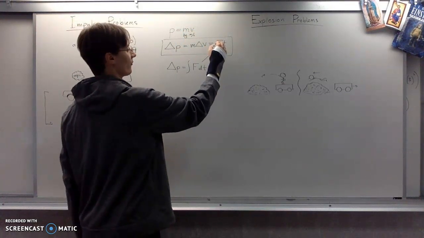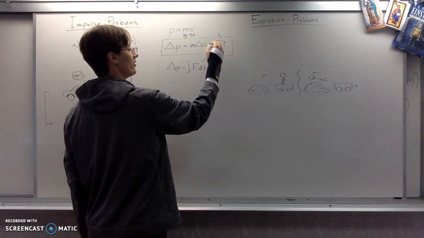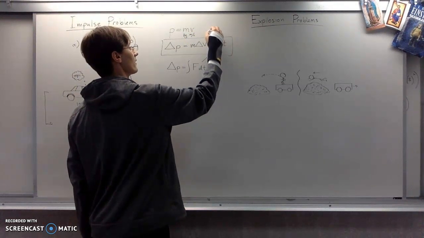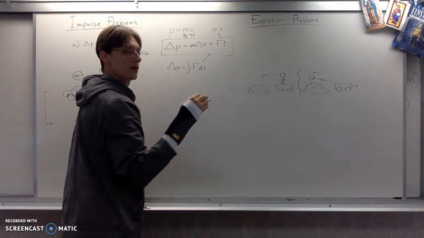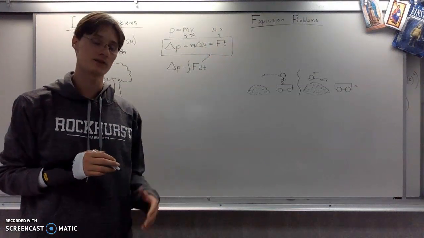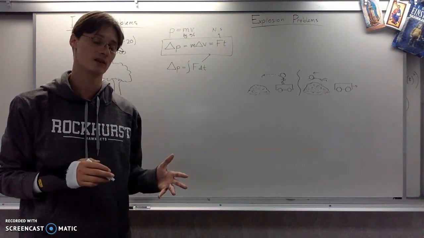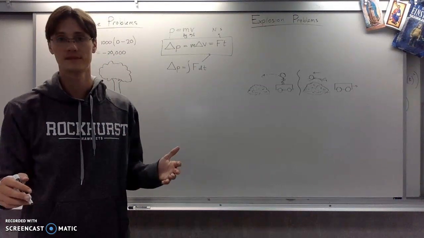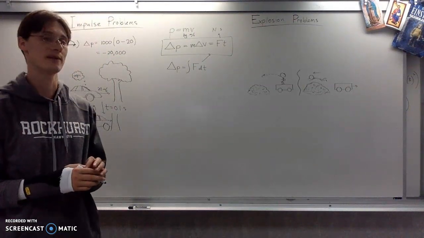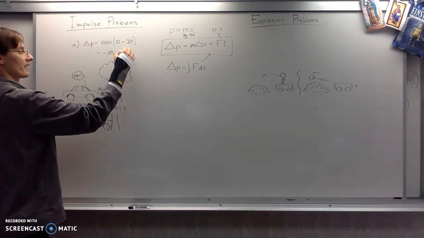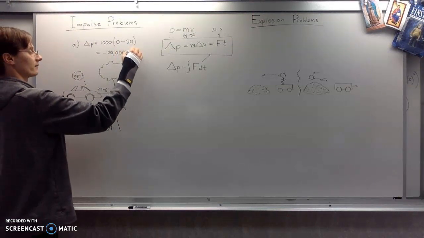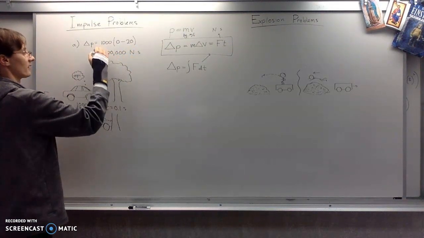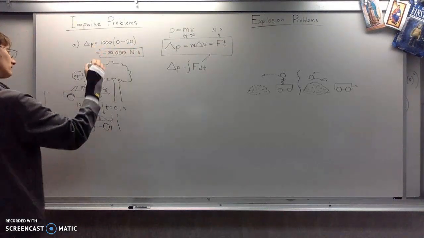This equation, though, force times time, would give you units of Newton seconds. And so either set of units is acceptable. If you say kilogram meters per second or Newton seconds, that's the same thing, and either one's fine. All right, so let's say negative 20,000 Newton seconds, or kilogram meters per second. And that would be the impulse.